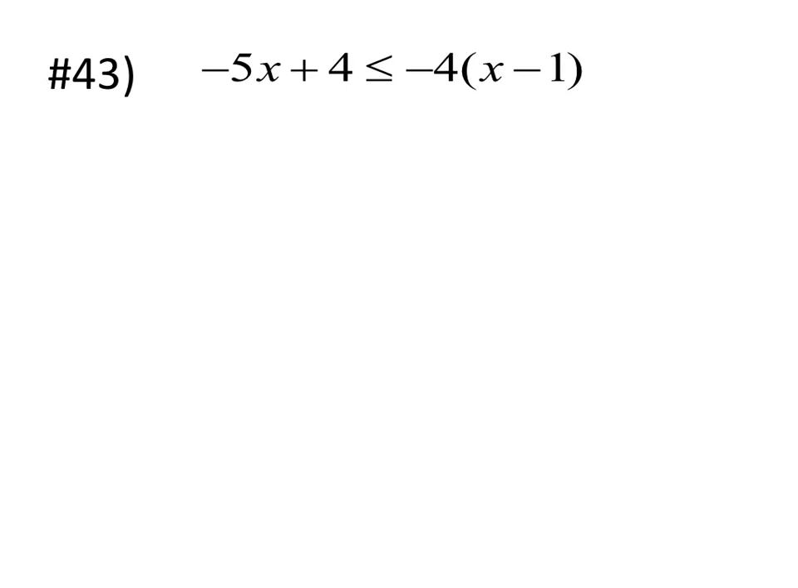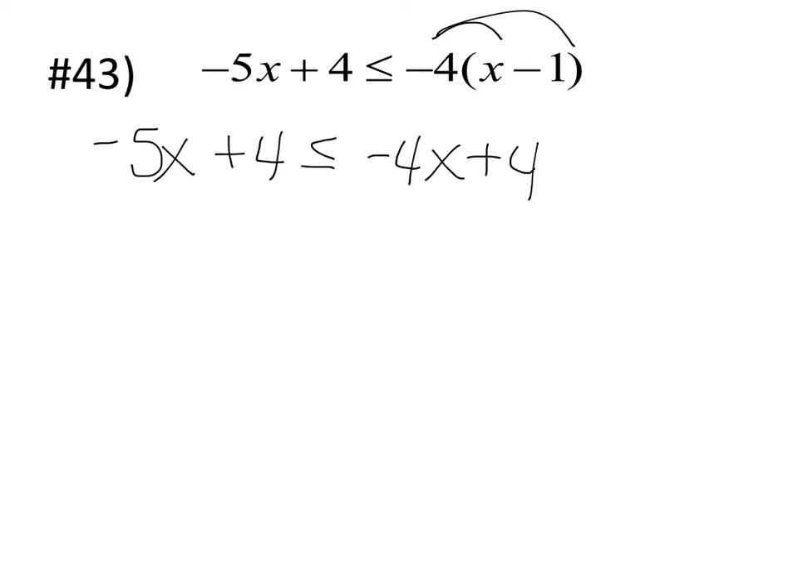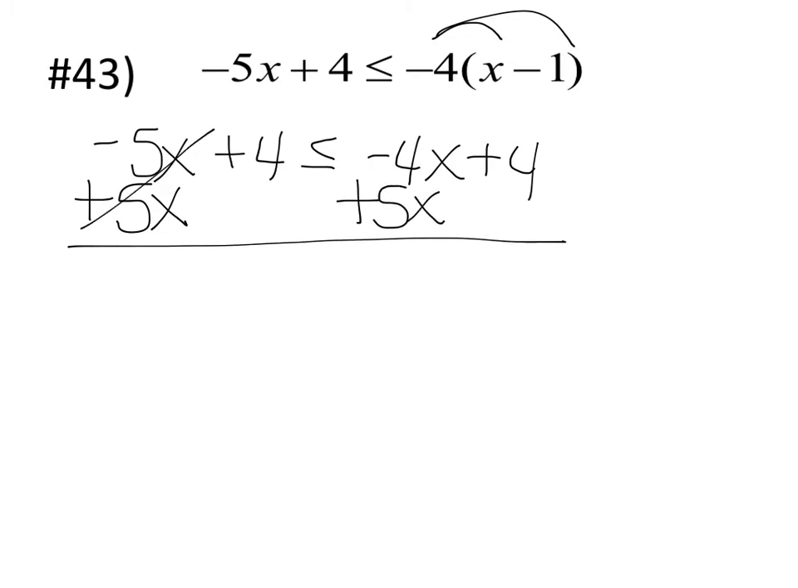Alright, so the first thing we're going to do here is distribute this negative 4. So I have negative 5x plus 4 is less than or equal to negative 4x plus 4. It's plus 4 because negative 4 times negative 1 is positive 4. Now I want to move my smaller x to my larger x. This one's actually the smaller x because they're both negative, so you do the opposite. It's negative 5x, so I'm going to add 5x to both sides. So I have 4 is less than or equal to negative 4x plus 5x, which is just x.